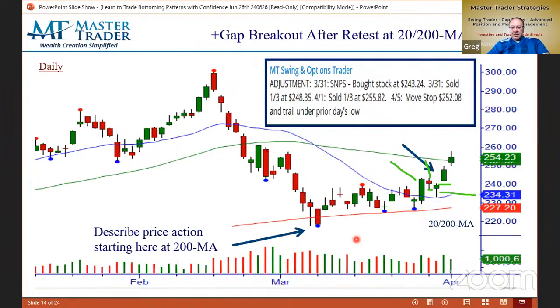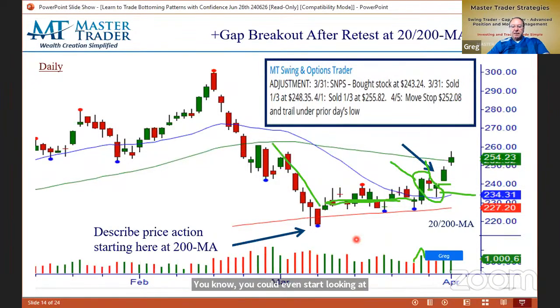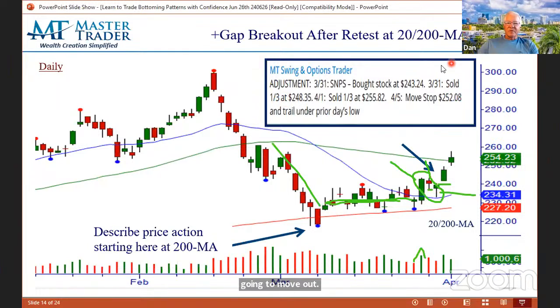And you put these 3 bars in the context of what preceded it, right? By themselves, they mean nothing. You have to look at what preceded it, the whole thing here, bottoming action, moving averages, and so on. You could even start looking at volume if you wish. But there's a pattern that suggests prices are going to move up. And it looks like we sold this one at a $6 gain, $12 gain, just trailing the prior bar's low. I don't know how high this thing wants to go.